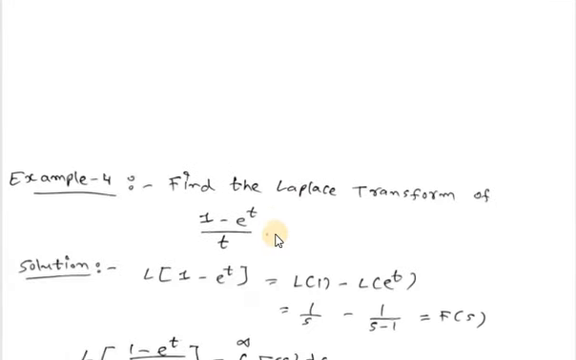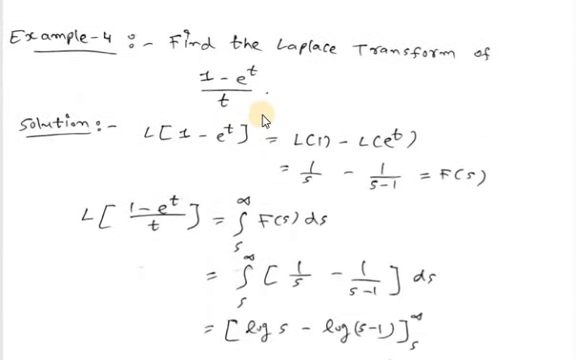Now we will see example number 4. We have to find out the Laplace transform of 1 minus e raised to t by t. Here f of t is 1 minus e raised to t. So we will find out Laplace of 1 minus e raised to t.